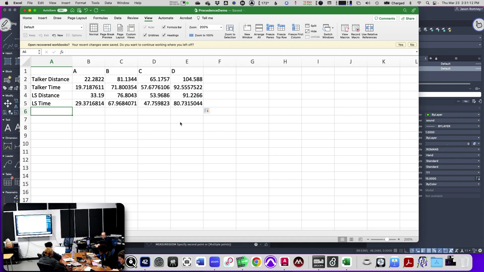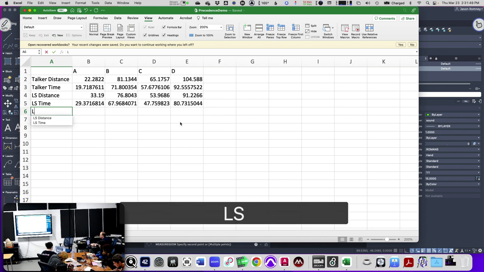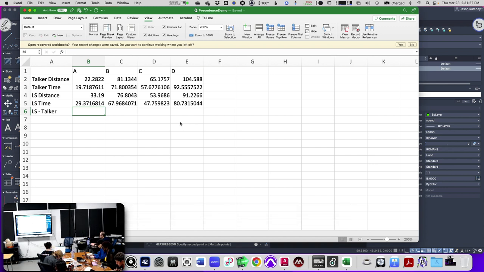That's what you want. And so if the talker was arriving first, then you should be able to do the loudspeaker time minus the talker time, and you should get a positive number, right? Loudspeaker minus talker, you should get a positive number. And if you get a positive number, then you know that the talker arrived first. If you get a negative number, you know the loudspeaker arrived first. So this will be LS minus talker. That's going to be loudspeaker time minus talker time. And I will get the difference in time.